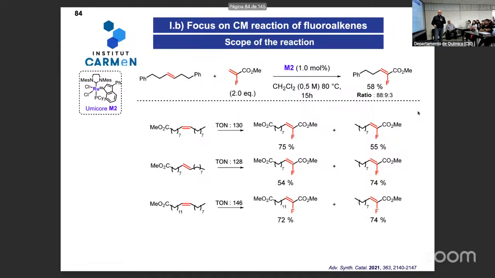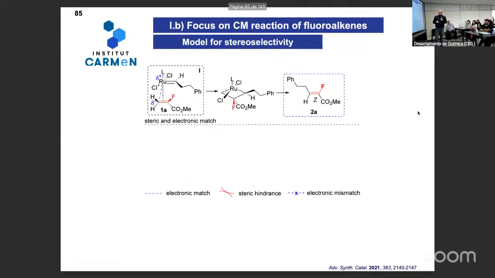And you can also use the alkyne, and you can get this kind of compound with really good yield and a TON of 150. Again, I repeat myself, a TON of 150 is ridiculous for a metathesis reaction, but not for a metathesis reaction with fluorides. It's really a good TON. Okay, so why do we have a good stereoselectivity?